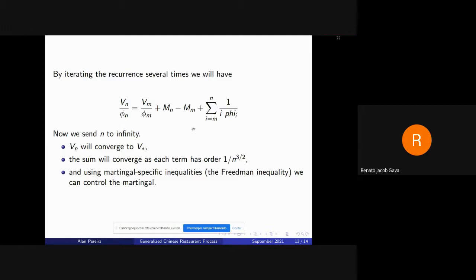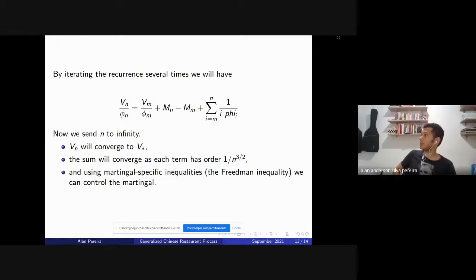Okay. But is it possible to get other results on this process with martingale theory? Do you know if it's possible? In fact, for this process, I don't know.